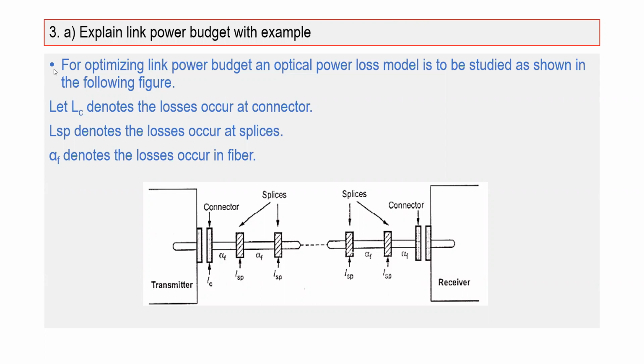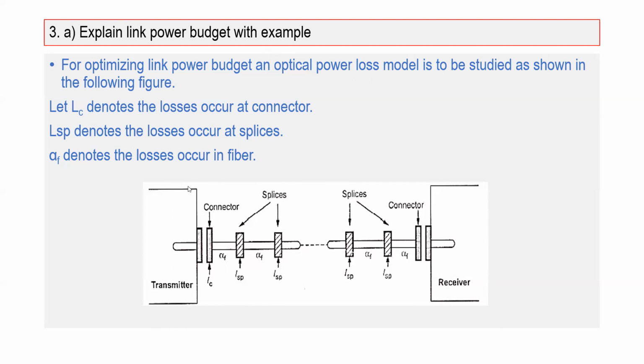So the first point we have written is that for optimizing link power budget, an optical power loss model is to be studied as shown in the following figure. An optical power loss model. That means we are considering a model where optical power will be lost. And we will be assuming all the possible losses in the optical system.